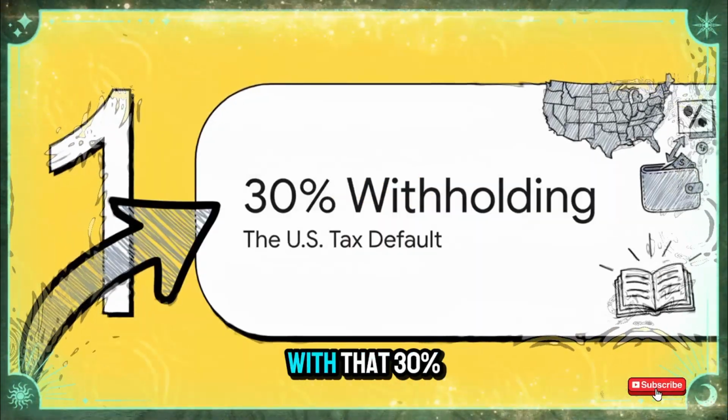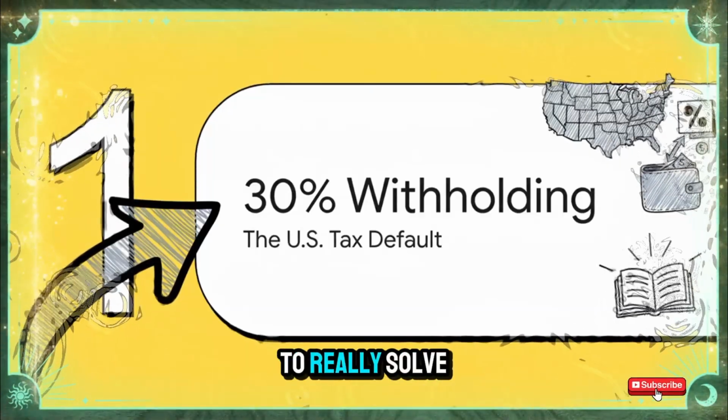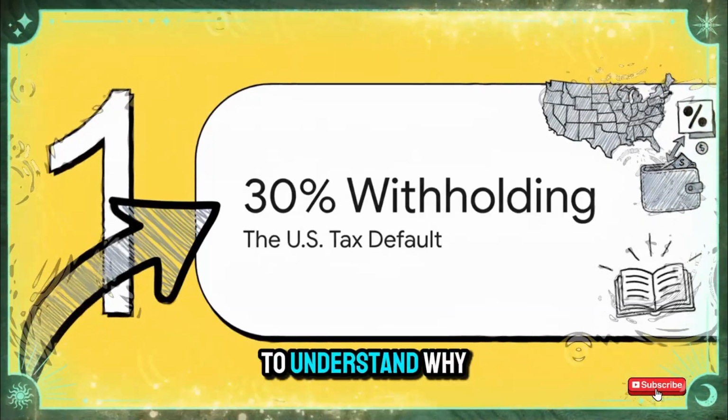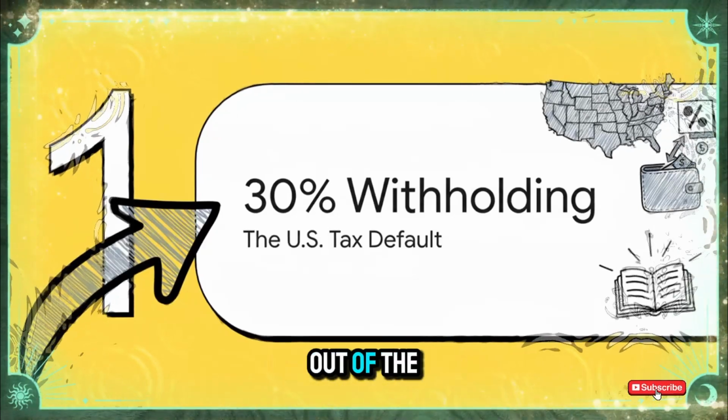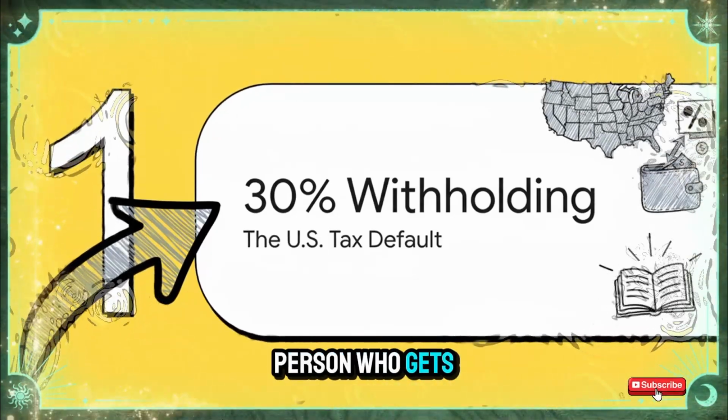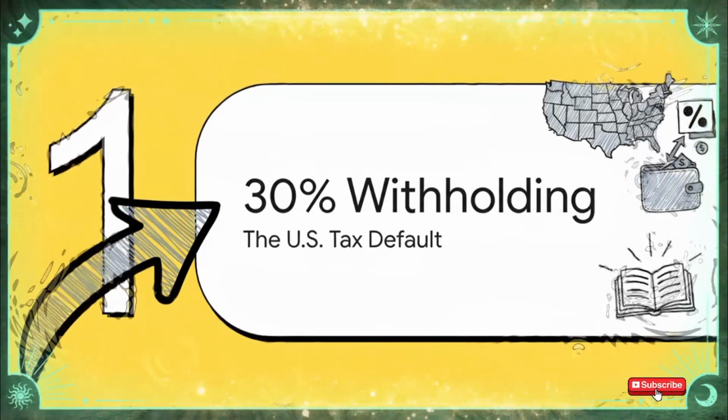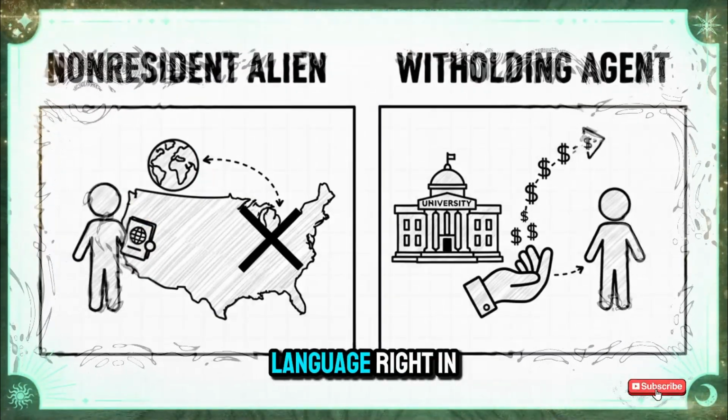All right, let's start with that 30% withholding. To really solve this problem, you first have to understand why it's the automatic, out-of-the-box setting for any foreign person who gets paid from a U.S. source. Okay, first things first, let's get the language right.